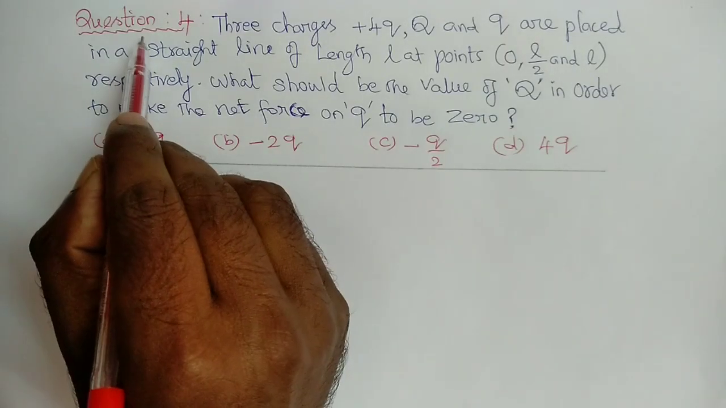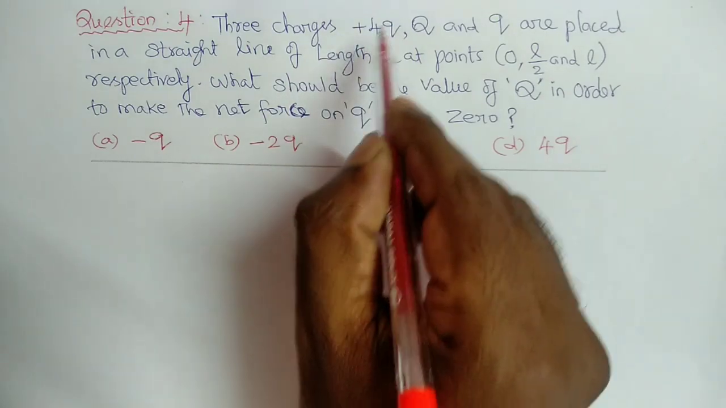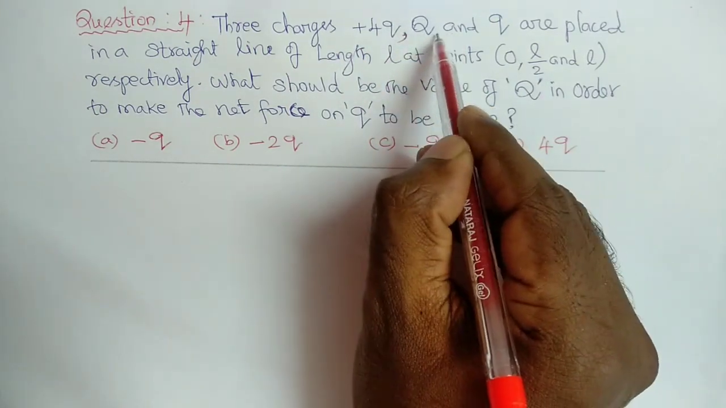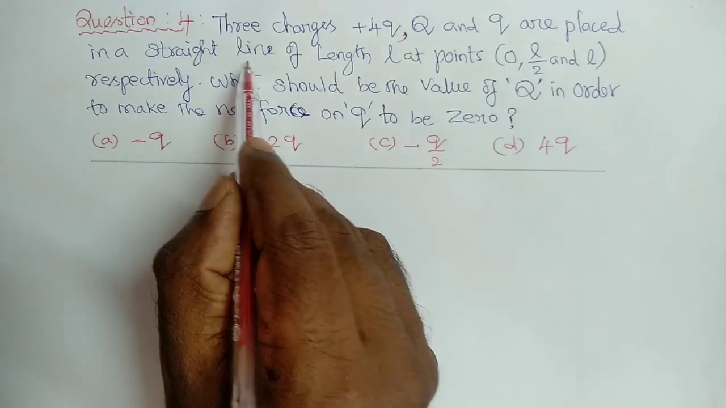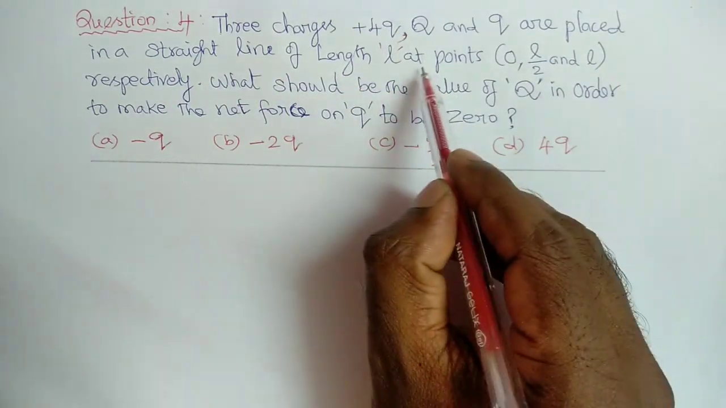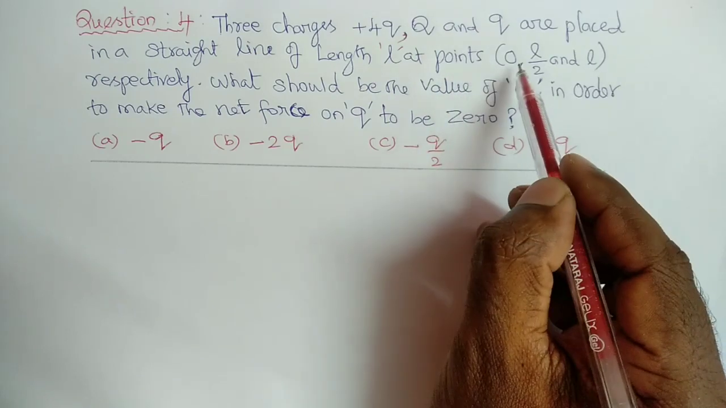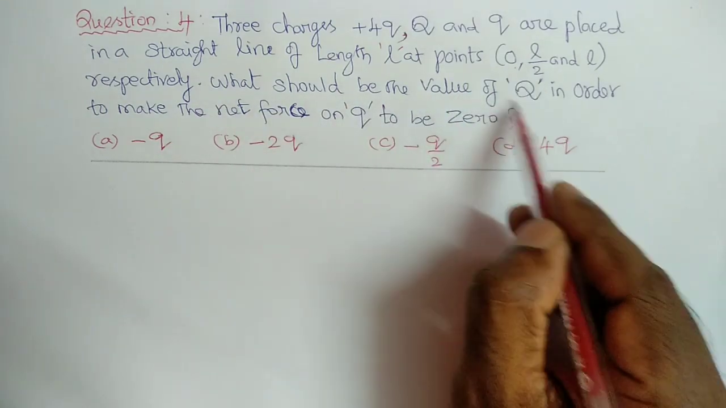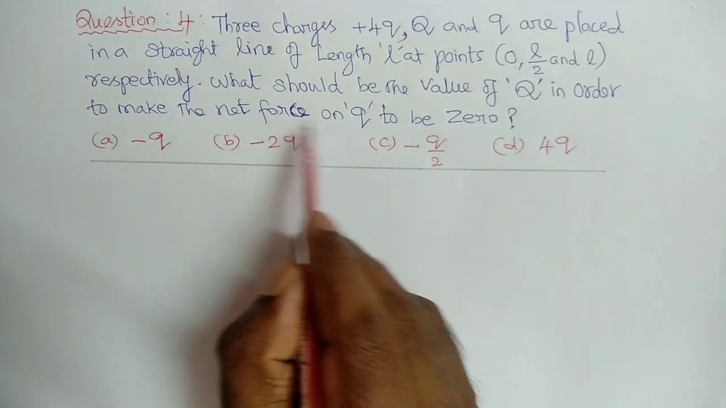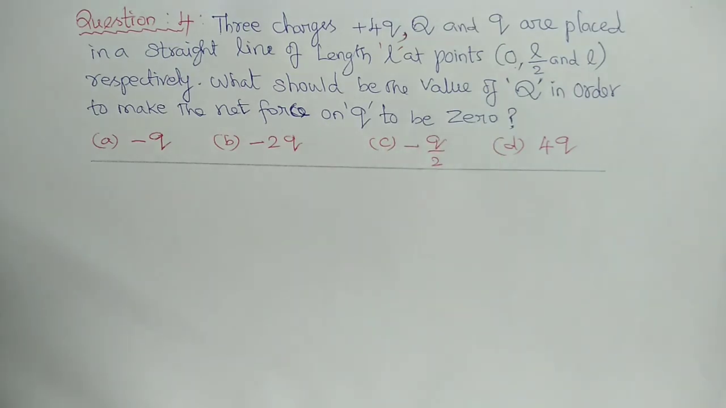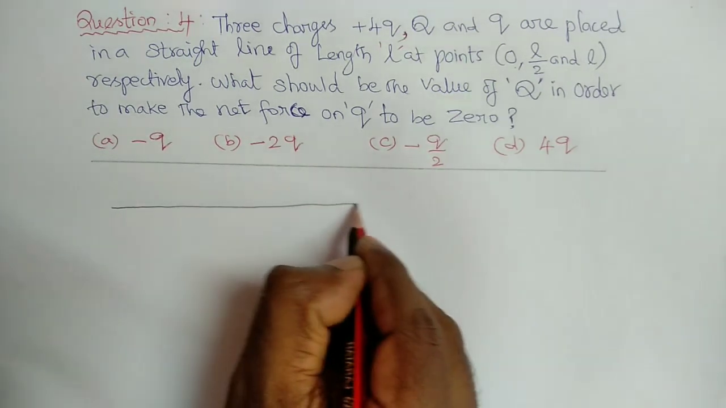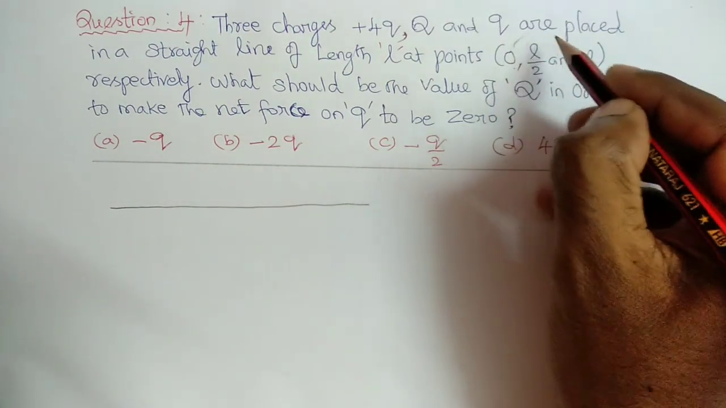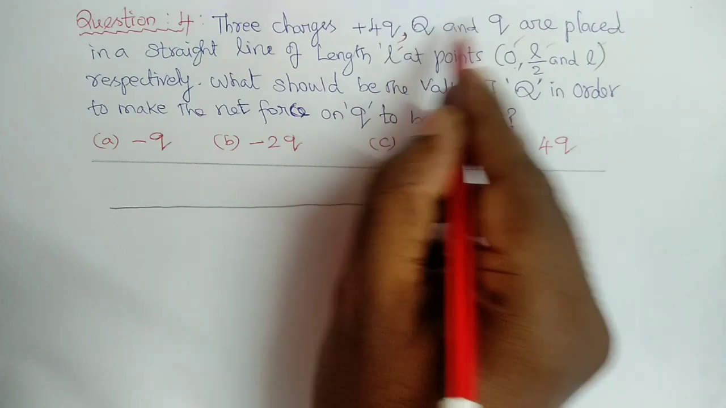So question 4. Three charges plus 4Q, capital Q and small q are placed in a straight line of length L at points of distance 0, L by 2 and L. What should be the value of capital Q in order to make the net force on small q to be 0? So let us consider a straight line. There are 3 positions, 0, L by 2, L. So there are 3 charges.